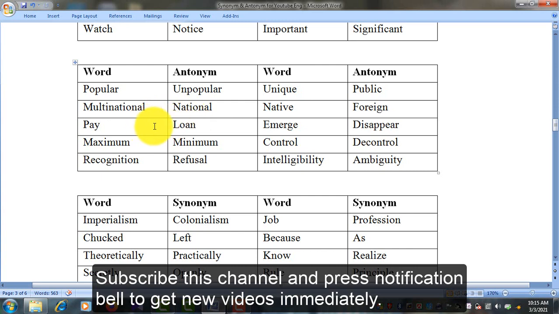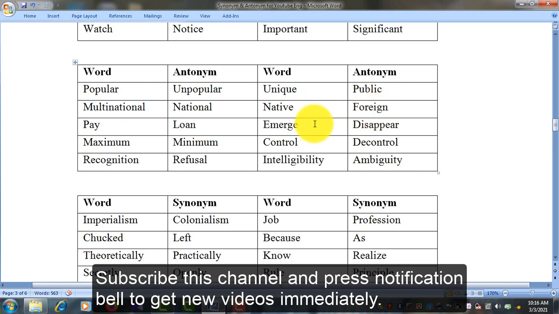Pay, its antonym is loan. These two words are noun or verb. Maximum, its antonym is minimum. These two words are noun. Recognition, it is a noun. Its antonym is refusal. It is also a noun. Unique, it is adjective or noun, and its synonym is public. It is adjective or noun. Native, it is adjective or noun. Its antonym is foreign. It is adjective or noun.